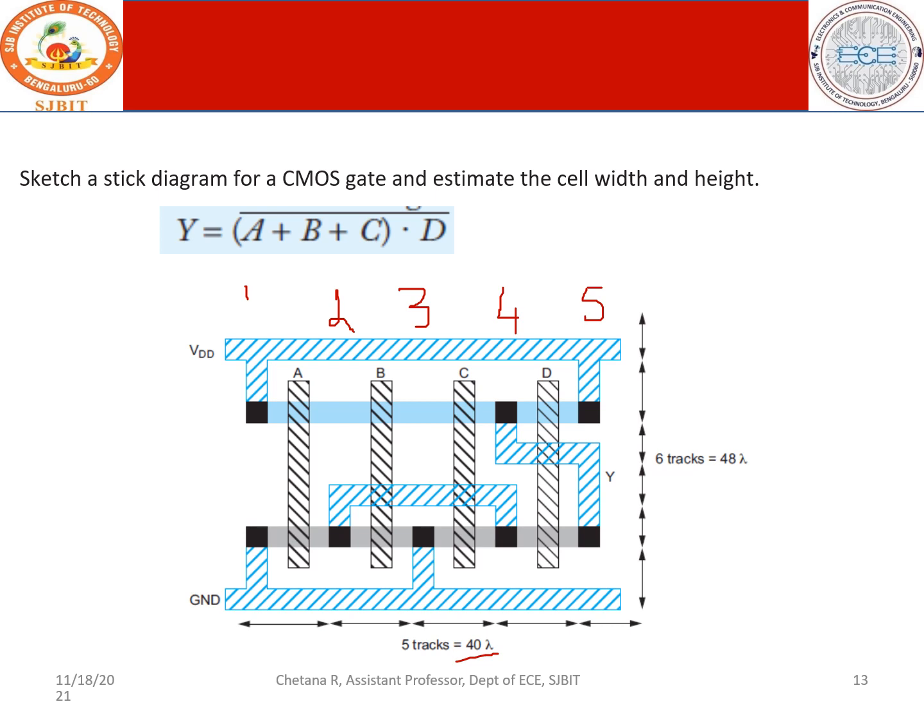Next, vertically, how many do you find? Horizontally, sorry. 1 here, 2, this one 3, this one 4, 5 and 6. So 6 into 8 lambda, which happens to be 48 lambda. Multiply 48 lambda and 40 lambda, it turns out to be the area.